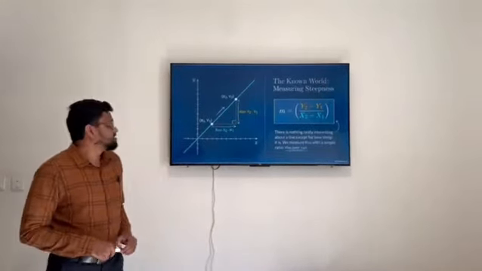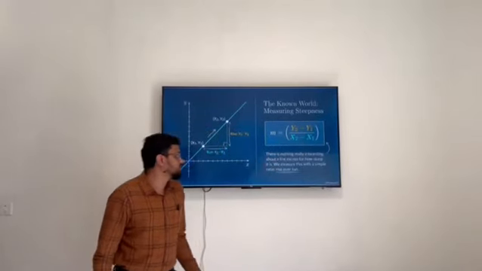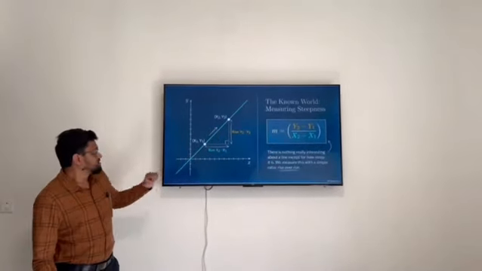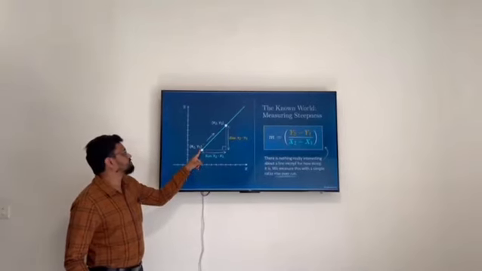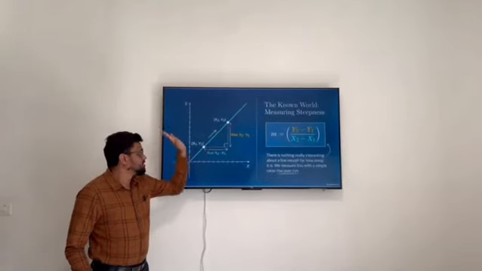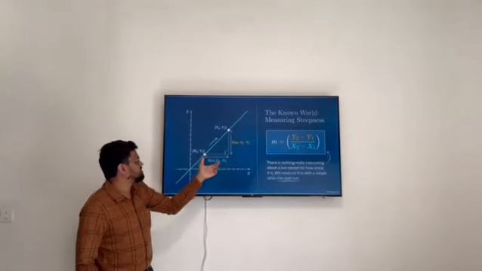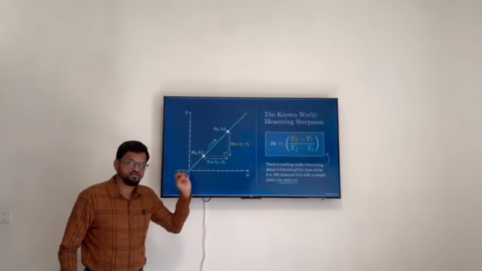Now, we know that the slope of a straight line is defined as the ratio of the rise to the run. Now, rise is the change in y coordinate, whereas the run is the change in the x coordinate. The slope can be found by y2 minus y1 divided by x2 minus x1. Here, we have point x1, y1 and point x2, y2. Now, the ratio of the rise to the run is called the slope.